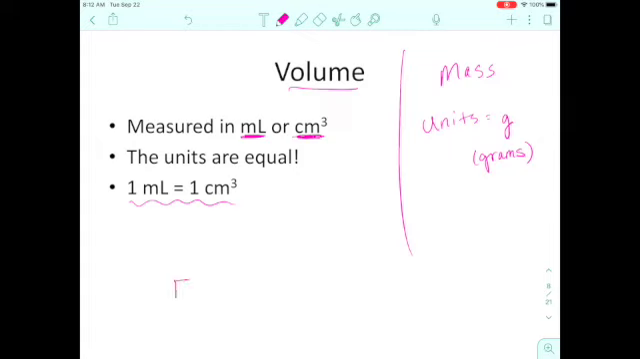So if I had a centimeter cube that was a little container and I measured water in a graduated cylinder, okay, that looks pretty good. And I measured 1 milliliter of water and then I poured that water into the centimeter cubed, it would go right up to the top. It would fill the cube. Okay? So 1 milliliter equals a centimeter cubed.